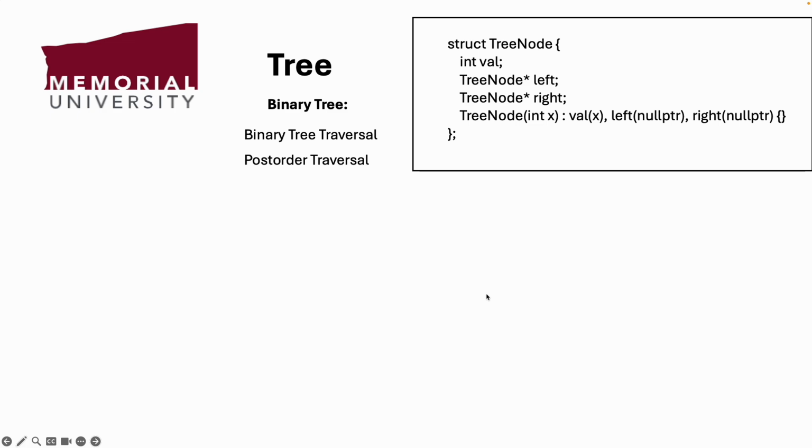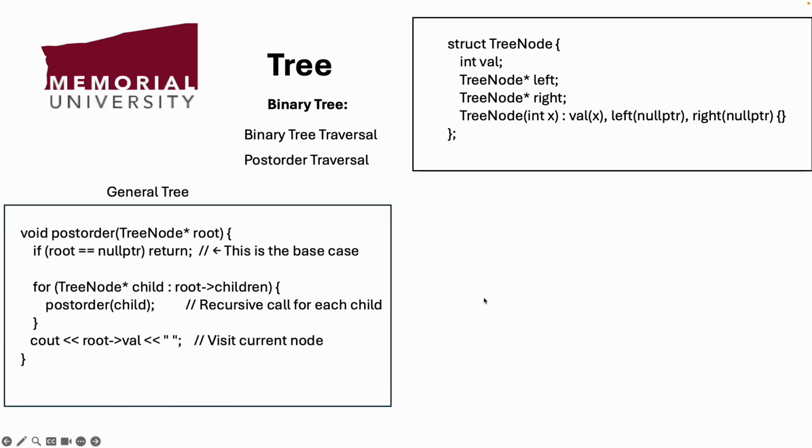Okay, let's look at the code. Let's recall the post-order applied to the general tree. This is very similar to the pre-order traversal. We just put the visit of the current node after the recursive call for each of the children. Okay, this is what we already learned before in the general tree, but we want to convert it into the binary tree.